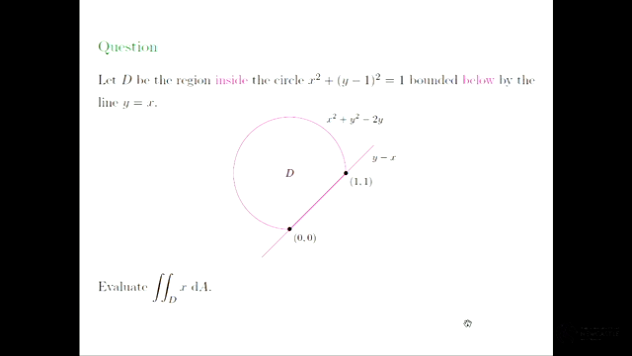Here's another one that's a little bit difficult. Let D be the region inside the circle x squared plus y minus 1 squared equals 1. So remember, this is the unit circle whose center has been moved up 1, so 0, 1. Bounded below by the line y equals x. So here's y equals x.